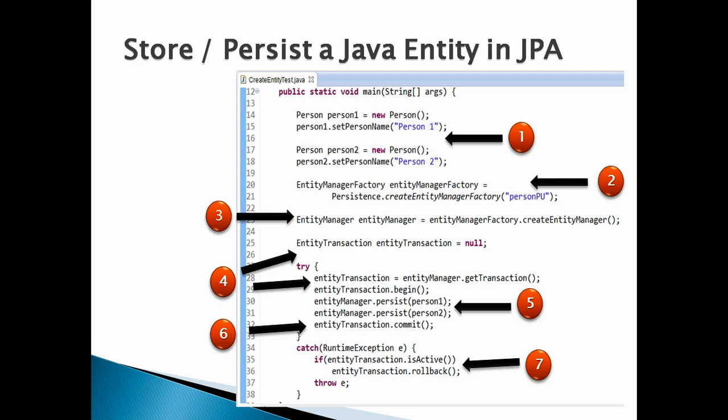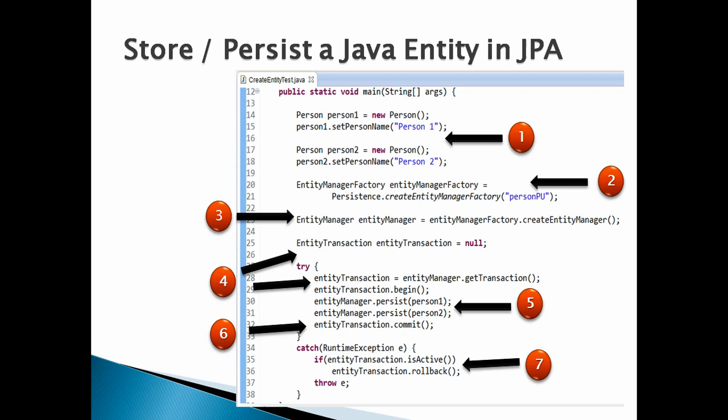Moving ahead. Number 5, the EntityManager class has a method by the name persist. This method is responsible for saving, storing Person instances into the database. Here, we have created two instances of the Person entity, so we call the EntityManager's persist method twice to save the Person entity. Moving ahead. Number 6, call the EntityTransaction method commit, to commit saving of the Person entity into the database.